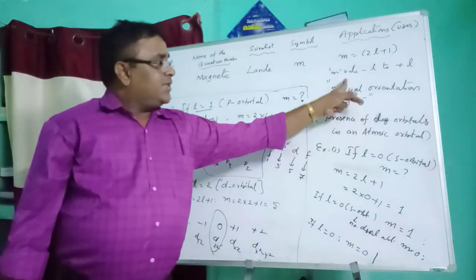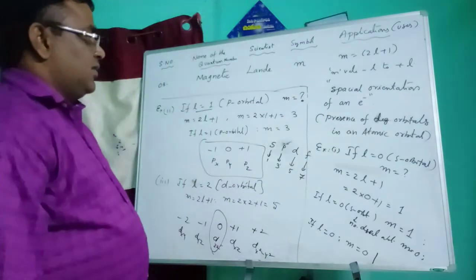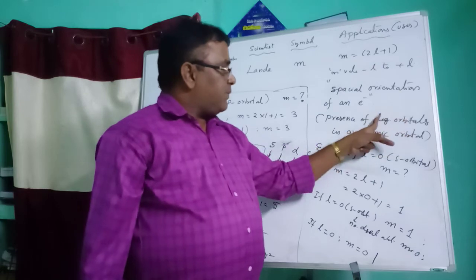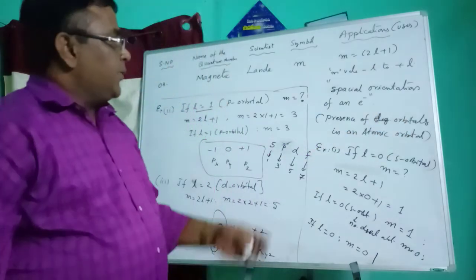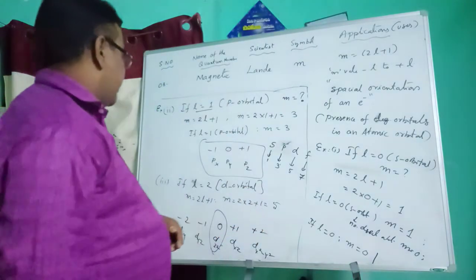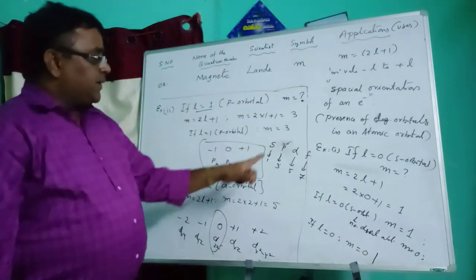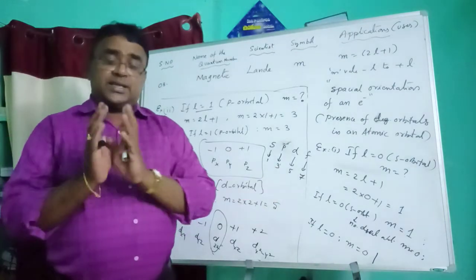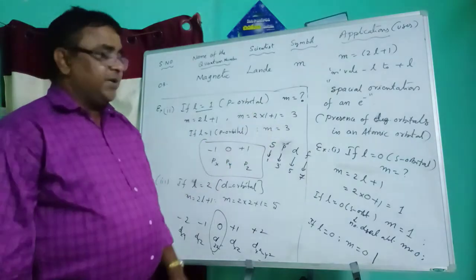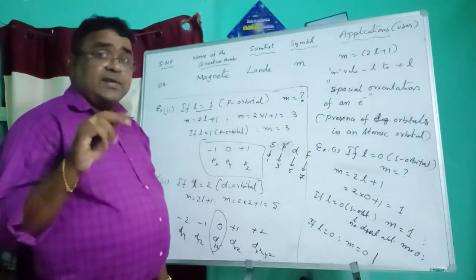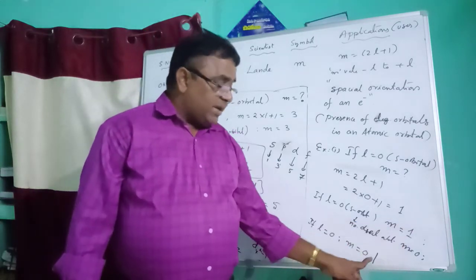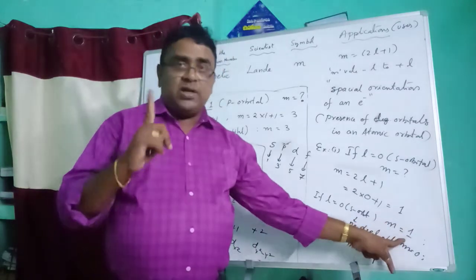That is known as spatial orientation of an electron. What is spatial orientation? It is the presence of degenerate suborbitals in an atomic orbital. Spatial orientation means how many suborbitals are in an atomic orbital. Why is the p orbital split into 3 types? Because its M value is 3. Why does the s orbital have no suborbitals? Because its M value is 1, that is the main orbital. M value 1 means only one orbital, the main orbital.